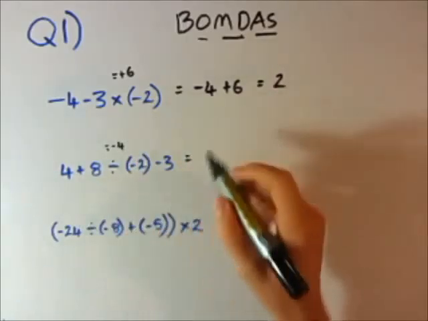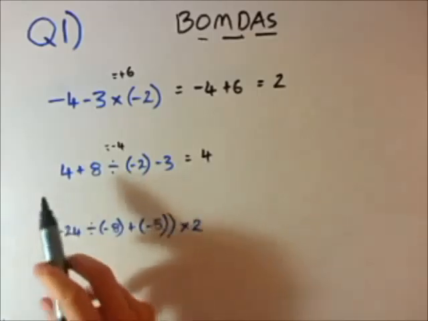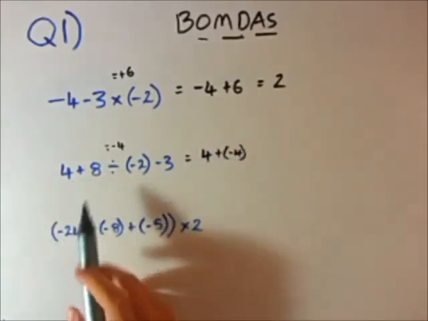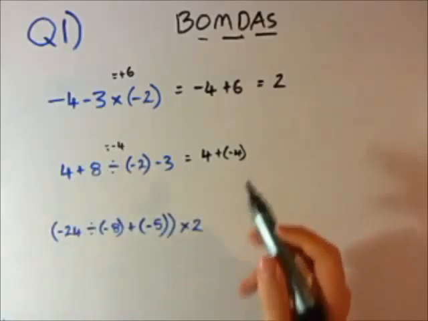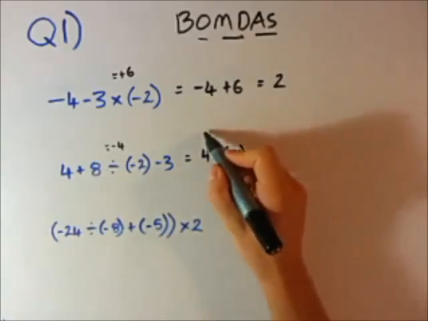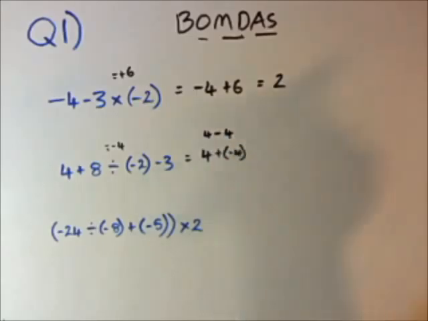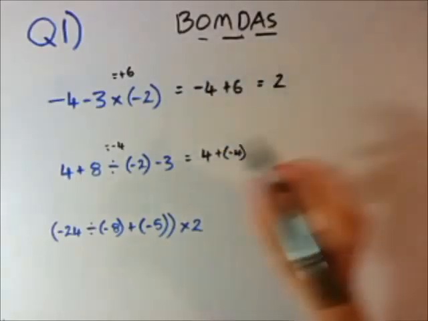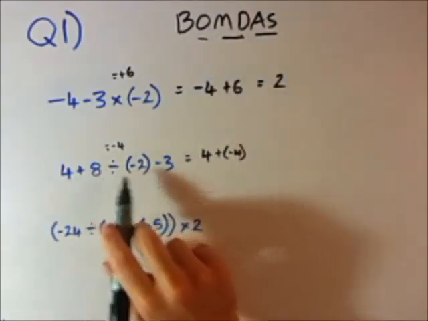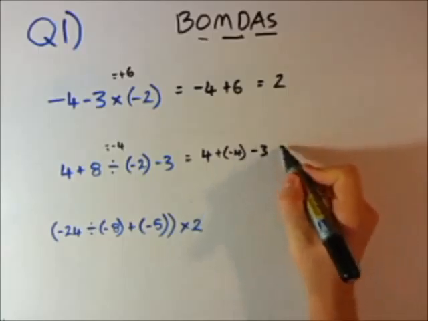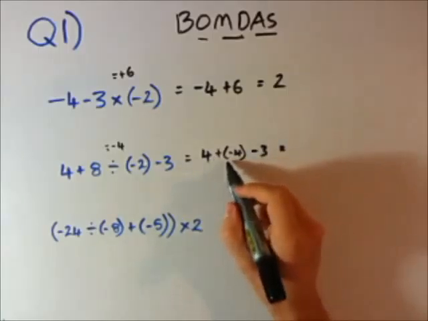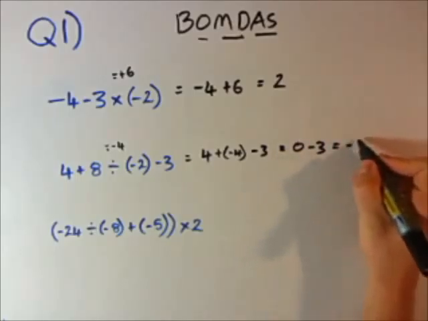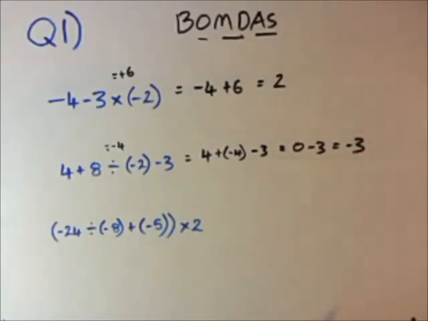So I'm going to write this whole equation again, as 4 plus -4 minus 3. I could also have just written that as 4 minus 4, same thing, but I'll leave it here just so it's nice and clear. So 4 plus -4 is 0, minus 3. Final answer, -3.